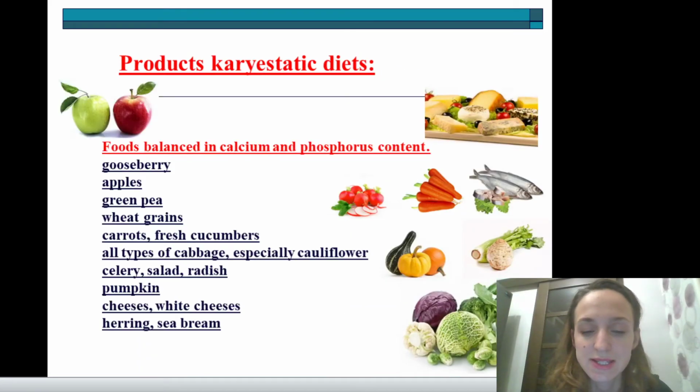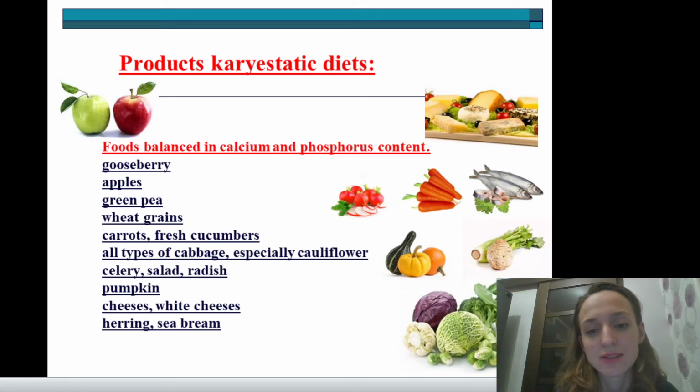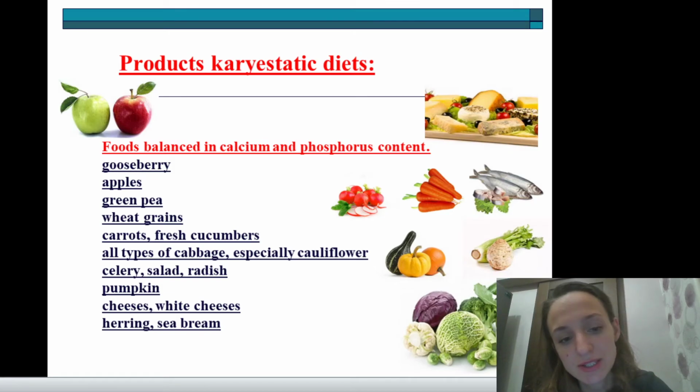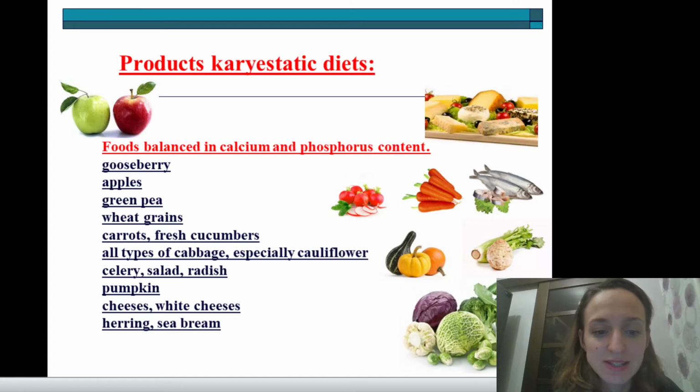Some products that have cariostatic diets, so it is foods balanced in calcium and phosphorus content. So for example, it is green peas, apples, salad, pumpkin, you can see carrots, fresh cucumbers, all types of cabbage, so some sea bream.